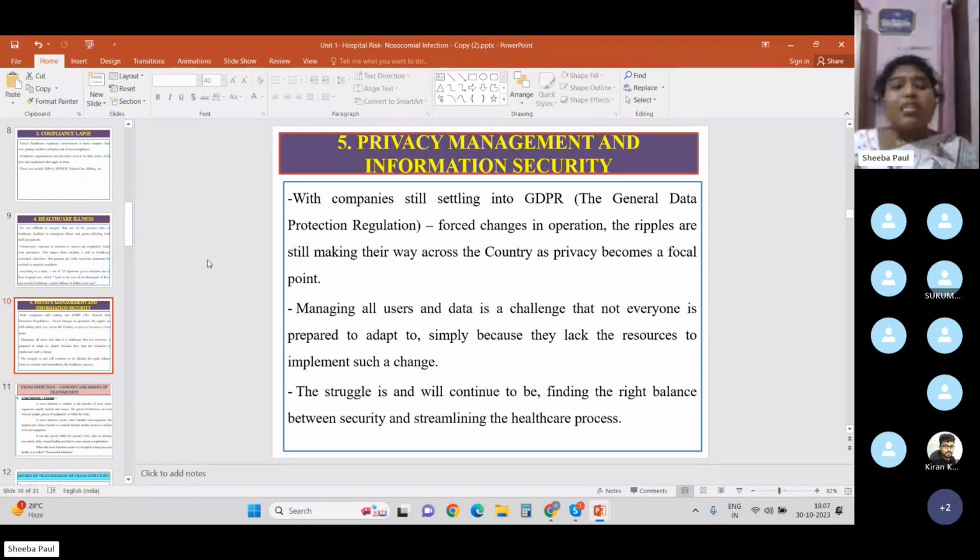Okay, managing all users and data is a challenge that not everyone is prepared to adapt to, simply because they lack the resources to implement such a change. So though there are measures that can be taken to provide good privacy to the patient, or to give a trust of confidentiality to patients, situations demand otherwise, wherein breach happens all the time. The struggle is and will continue to be finding the right balance between security and streamlining the healthcare processes.